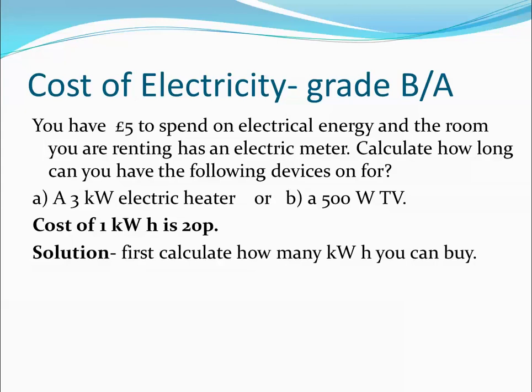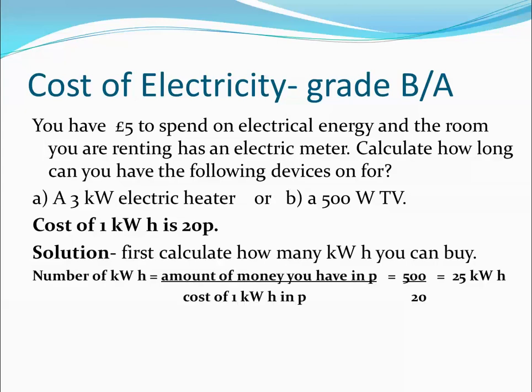Okay, the solution. The first thing you've got to do is calculate how many kilowatt hours you can actually afford for £5. What you have to do is change £5 into pence. It's much easier to work in pence per kilowatt hour. And we get 500 pence divided by 20 is 25 kilowatt hours. So you can have 25 kilowatt hours at 20 pence per kilowatt hour. I don't think that's particularly too difficult.